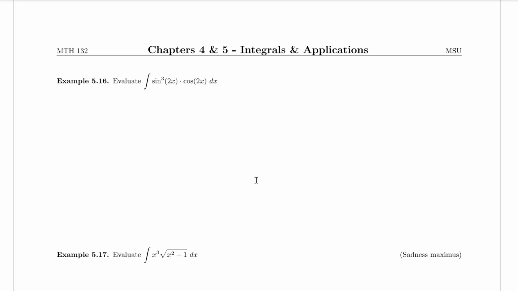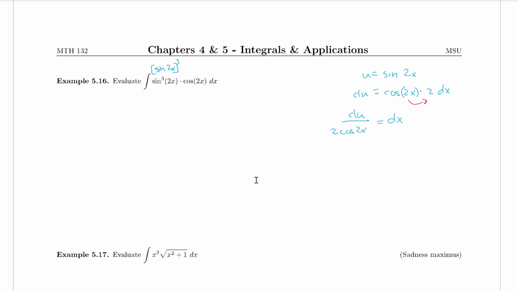This first one, example 16, isn't too bad. Now, the first thing that I need to do is I need to notice that I have the sine of 2x cubed right here. And that tells me that I need to have my u be the sine of 2x. So that my du is the cosine of 2x times 2, because I need to do a little chain rule right here, dx, or that du over 2 cosine of 2x is equal to dx.